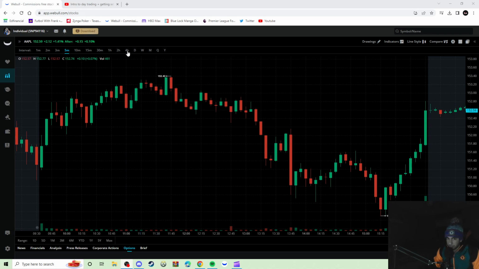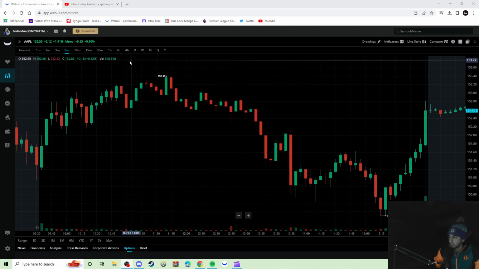If I go to my interval here, my time frames, and go to the daily chart, D is for daily, W weekly, M monthly, Q is quarterly, and Y is yearly. Then once you get down to the 4H, 4 hour, 2 hour, 1 hour, 30 minutes, etc. I personally have found that I am a scalper now, but I'll get there. Originally, I was a swing trader.